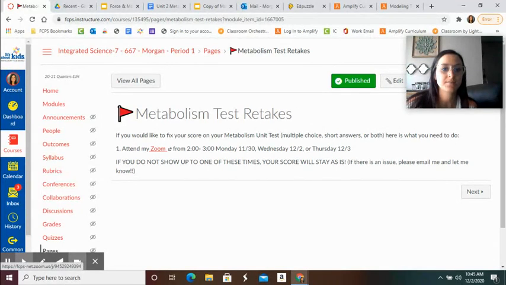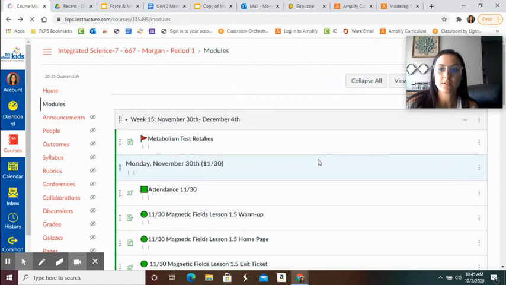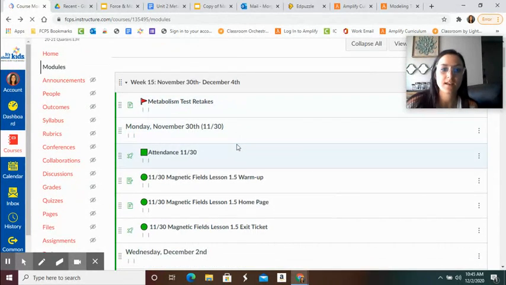And I put a Zoom link in here and then times which I will be in there to conduct that retake. So that was the first thing I kind of showed. And it's really important because if you don't show up to one of those times, the score is going to stay as is. So if the score wants to be fixed, then that is the opportunity to do that.